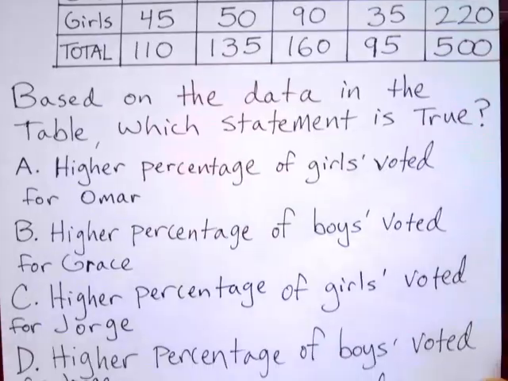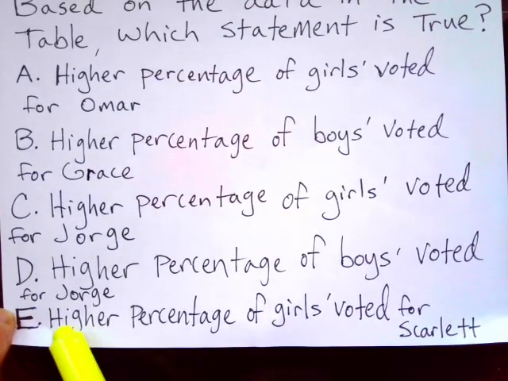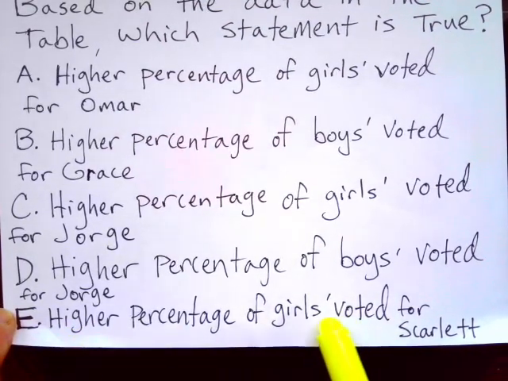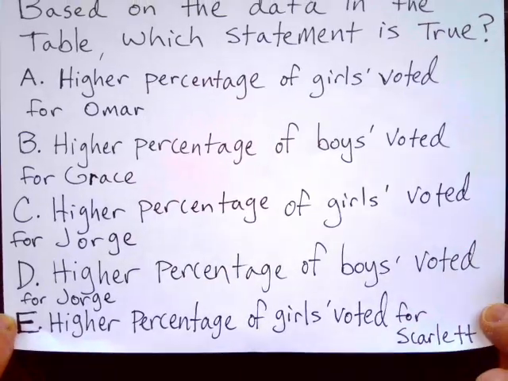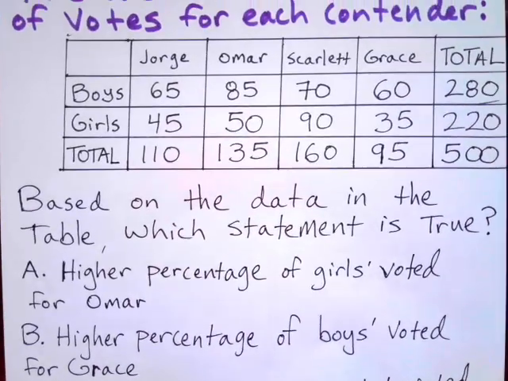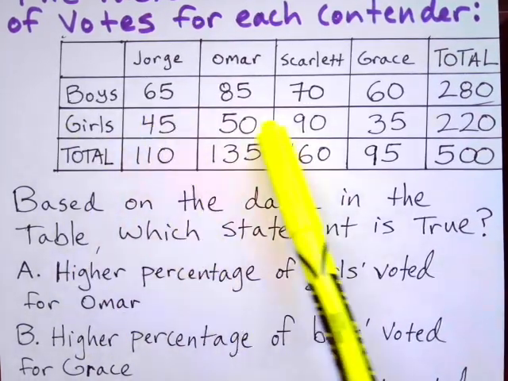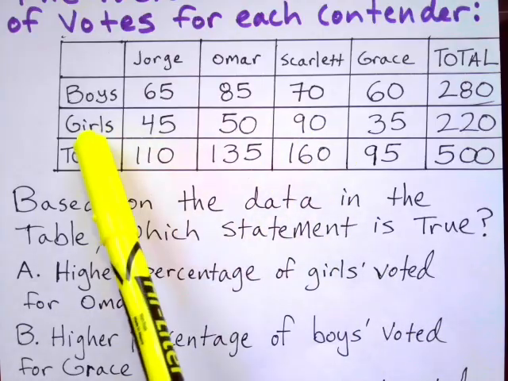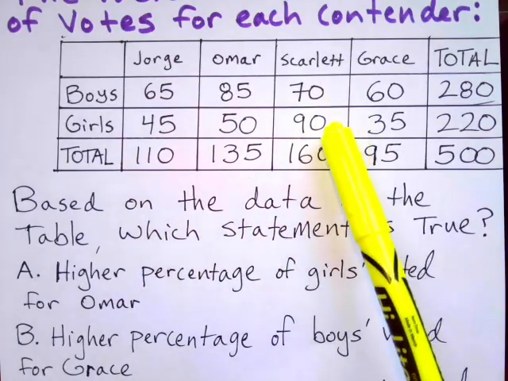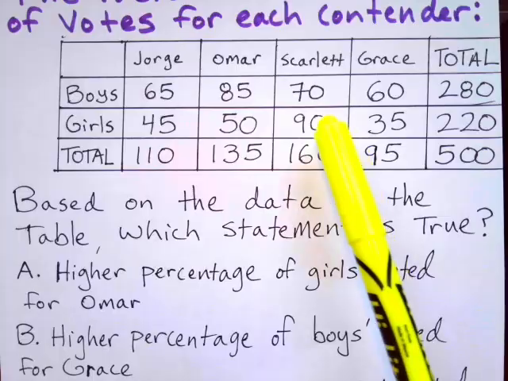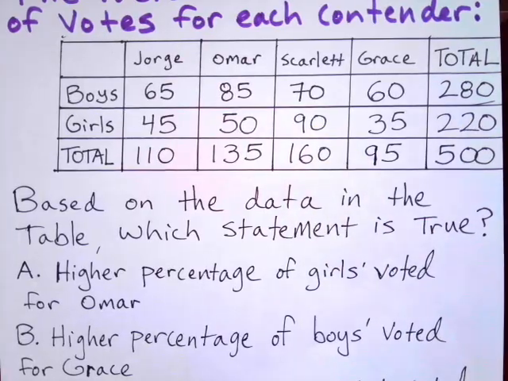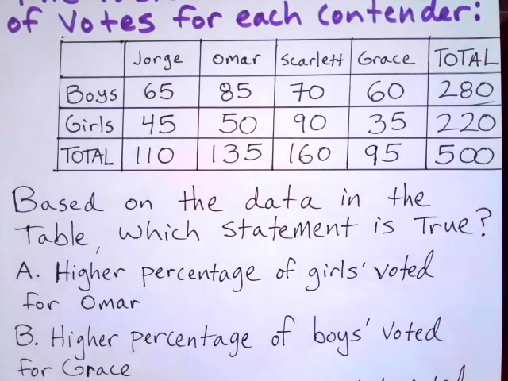And then finally, let's take a look at E. A higher percentage of girls voted for Scarlett. So girls voting for Scarlett. Whoop, it's getting shaky. We have 90 girls voting for Scarlett out of 220. So 90 over 220 is going to be my ratio fraction. And I'm going to get into how you can use those fractions in the next video to answer this question.